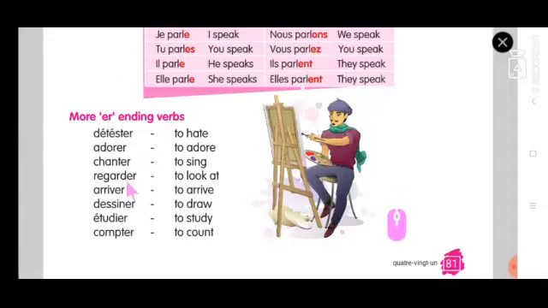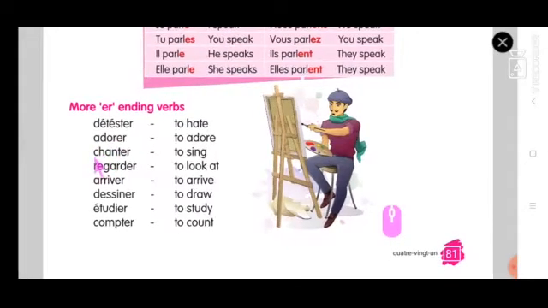So this is just an example. Adore starts with a vowel, so it should be J apostrophe. Okay. So in your homework, if you have written J E for je, please strike out the E. It should be J apostrophe. We'll do one verb and then we'll go to exercises.